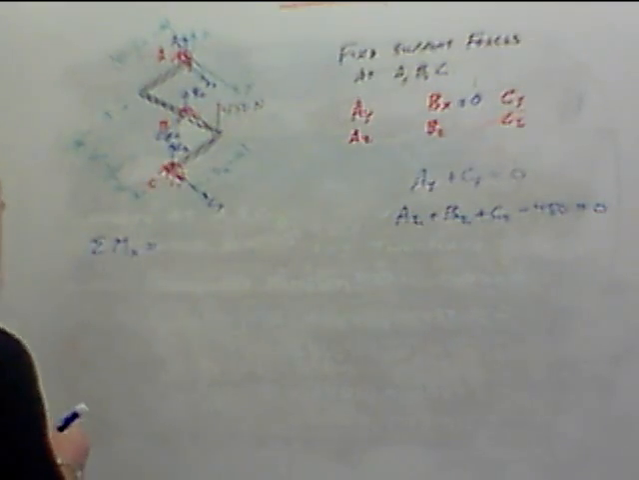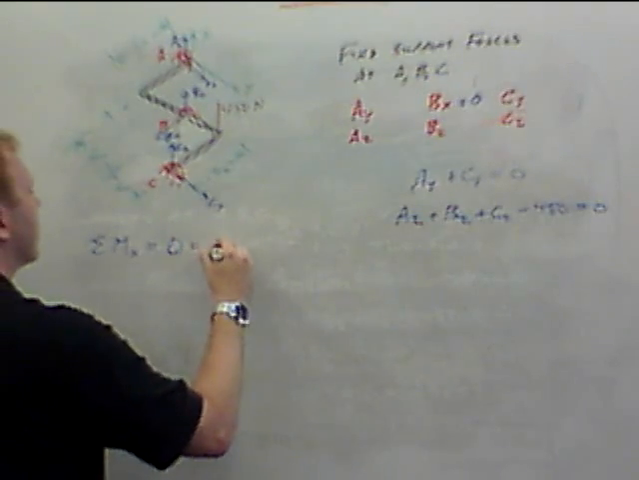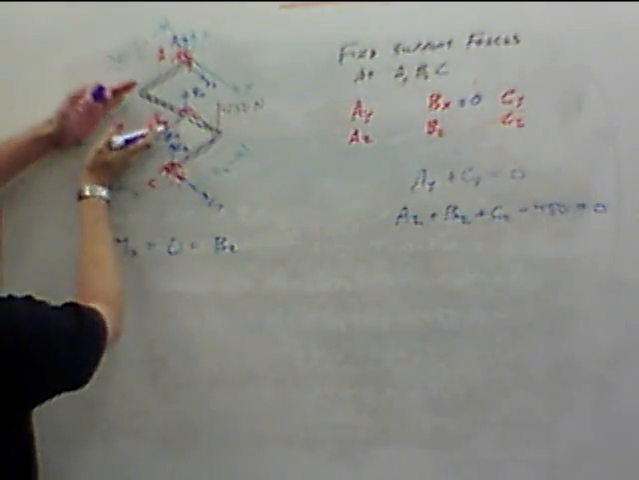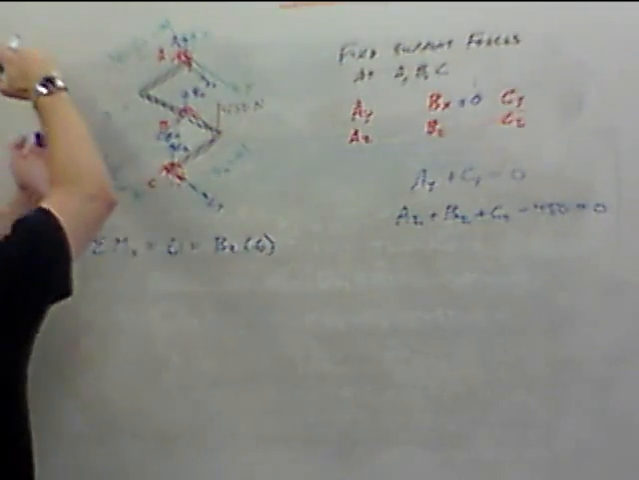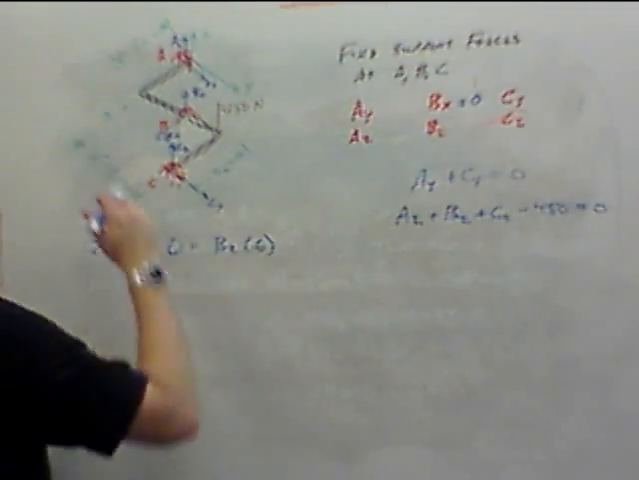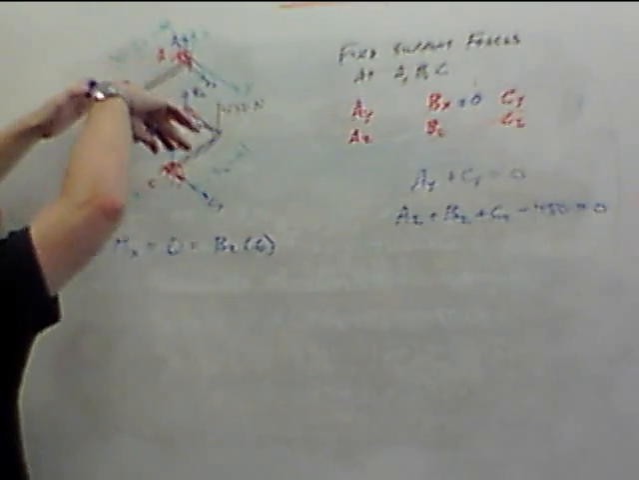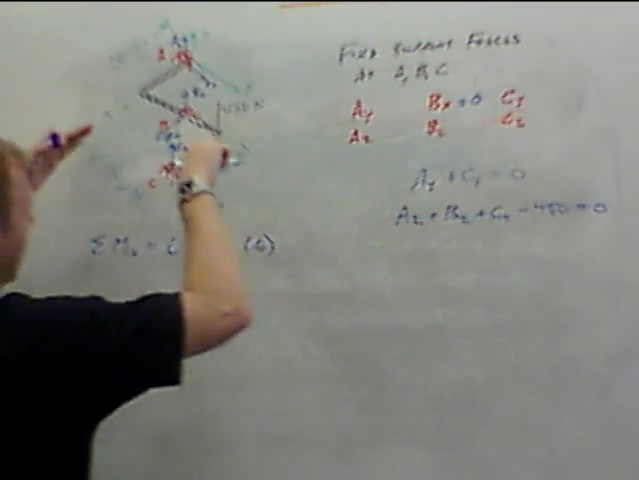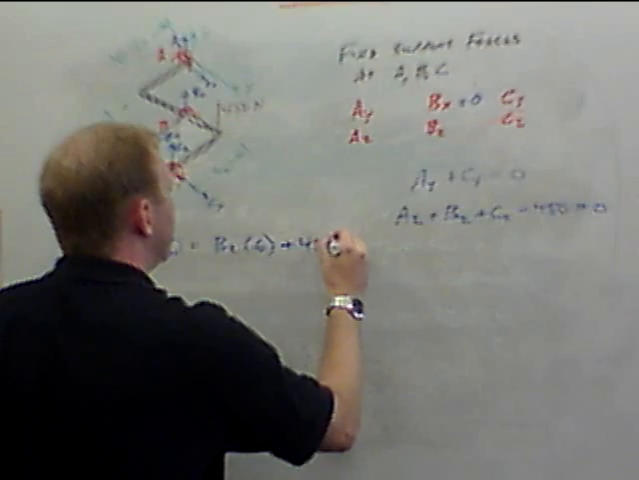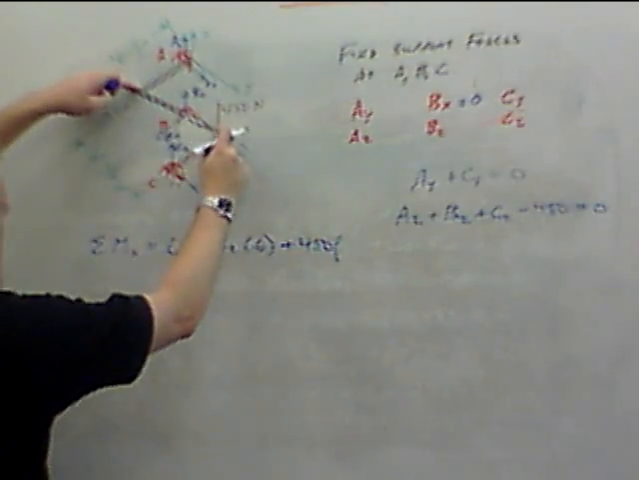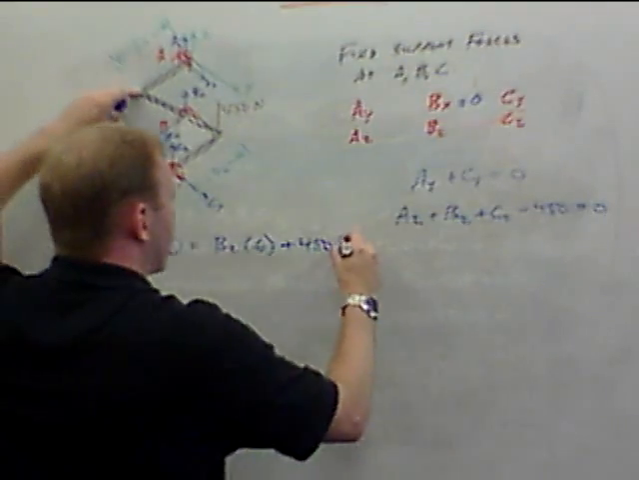So Bz is going to cause a moment. So we have 0 is equal to Bz times this moment arm, which is 0.6. Looking at that, that is going to be counterclockwise, so that's positive. The 450 is rotating about the x this way. That is clockwise about the x, so that's plus 450. The moment arm from here to here, where the 450 is applied, is 1.2, 0.6 plus 0.6.